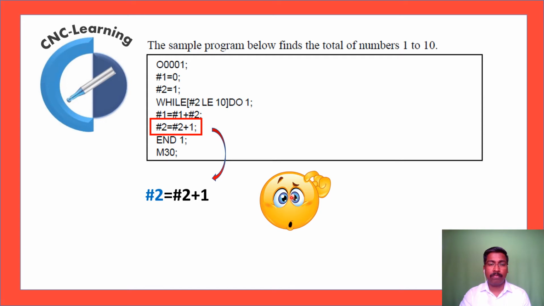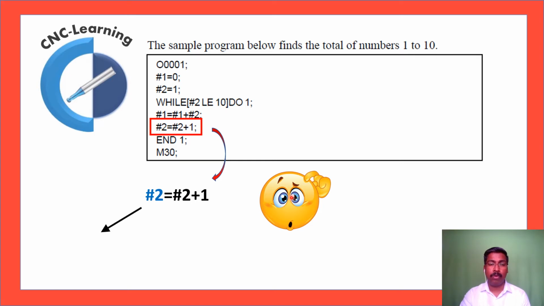Now after the loop, you can see hash 1 is equal to hash 1 plus hash 2 and hash 2 equal to hash 2 plus 1. In general mathematics, if you see hash 2 equal to hash 2 plus 1, it is something like a equal to a plus 1, which is not correct. But in computer languages or even this macro program, this is a correct statement.